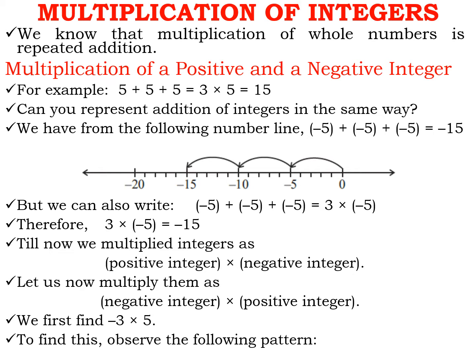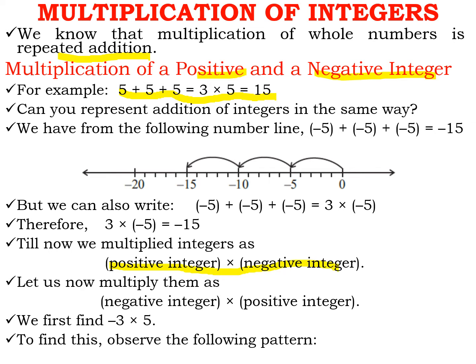Multiplication of integers. We know that multiplication of a whole number is repeated addition. Multiplication of a positive and a negative integer. For example, 5 plus 5 plus 5 is equal to 3 into 5, that is equal to 15. Can you represent addition of integers in the same way? Yes, we have done this in the previous class. When we do 3 into minus 5, we get the answer as minus 15.